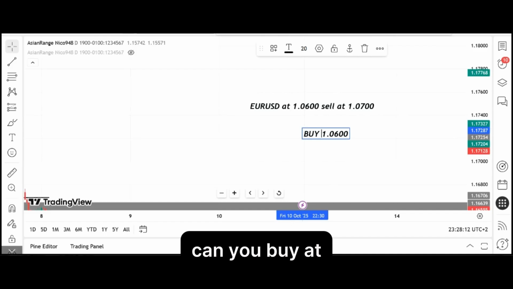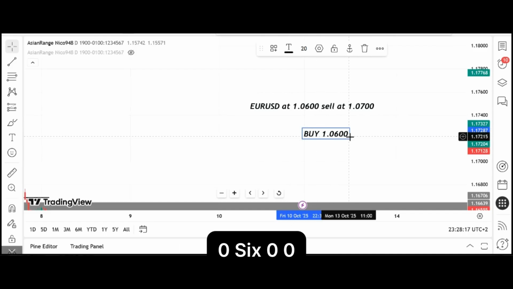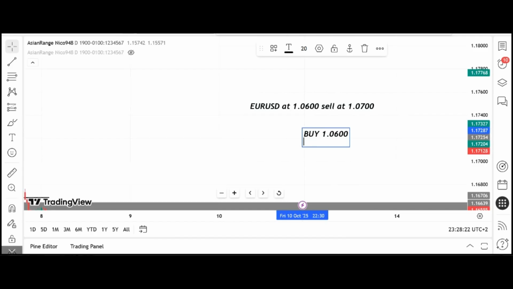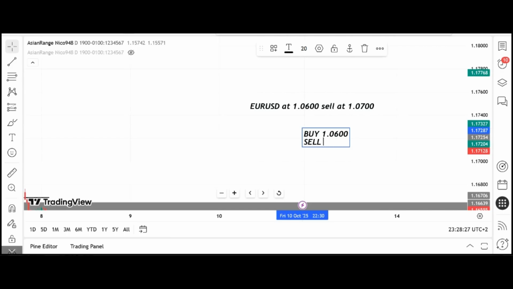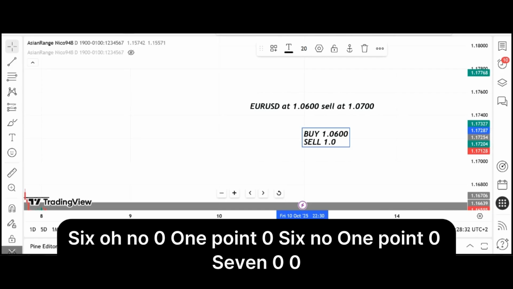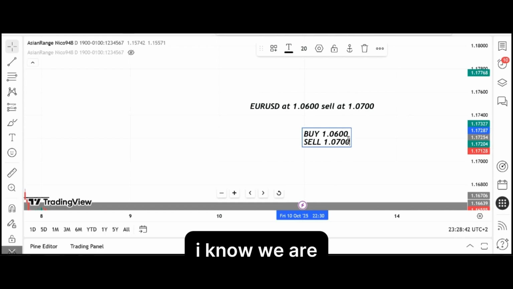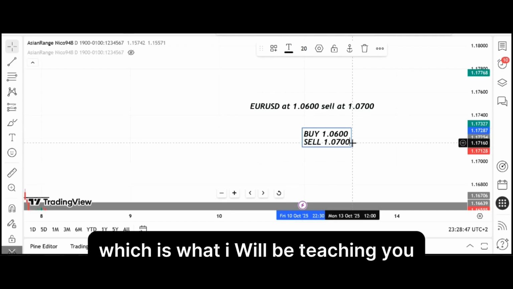Okay, you buy at 1.0600. Then you have to sell. You have to stay at 1.0700. I know we haven't done any class on pips, which is what I will be teaching you guys next.